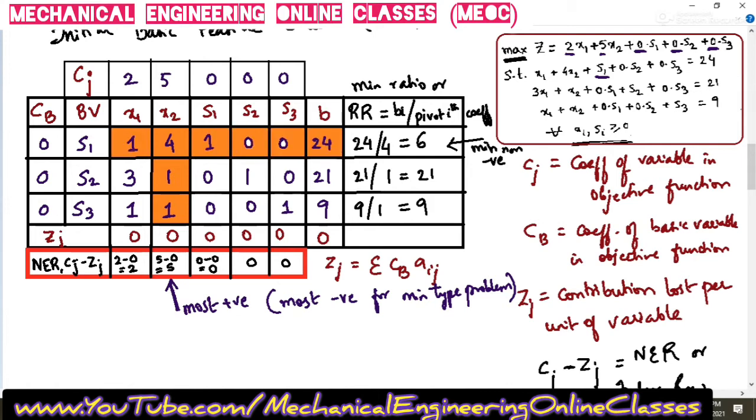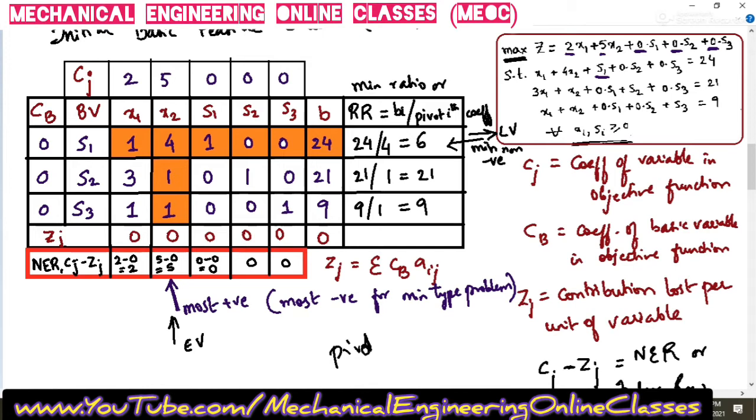Now we know that S1 is the leaving variable and x2 is the entering variable. The leaving variable row is called the pivot row.